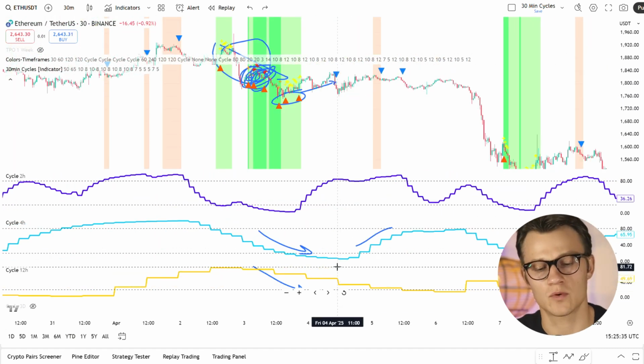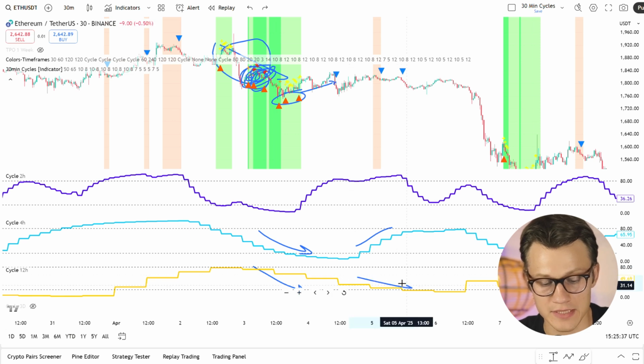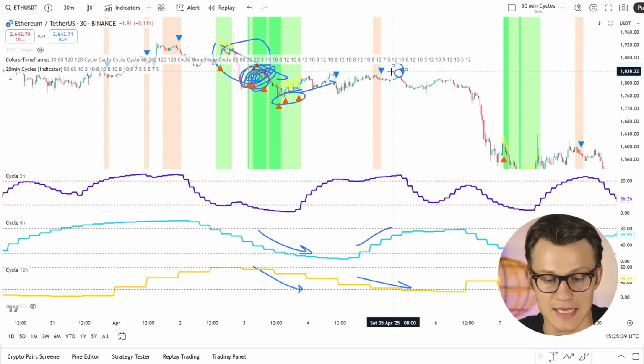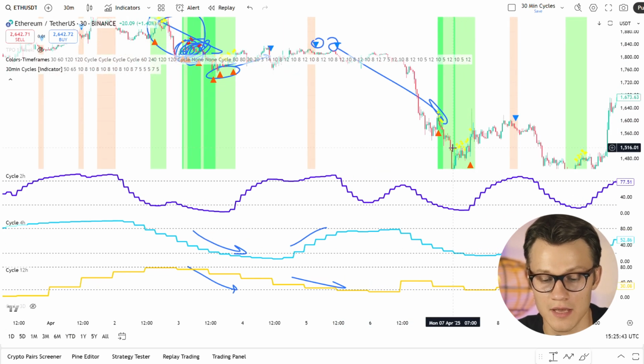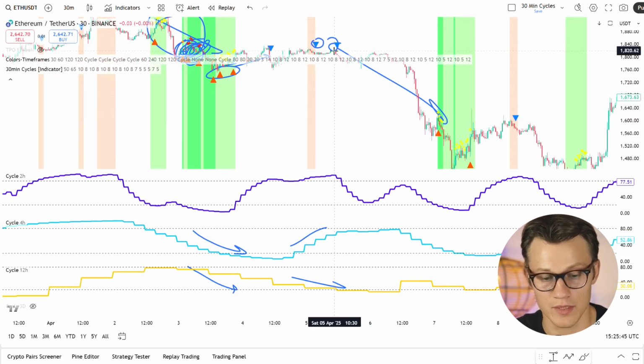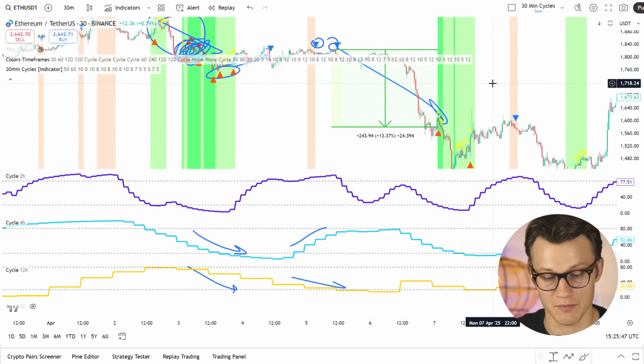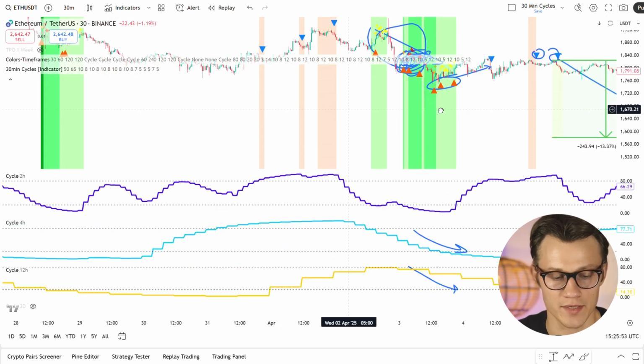Now, the 12-hour cycle works perfectly for shorting. Whenever it's dropping and we have a sell signal, it is usually a good opportunity to short. We simply short here and we close the position here. We make a profit of 13%. Apply 5x leverage, you're in for more than 60% profit in just one trade.